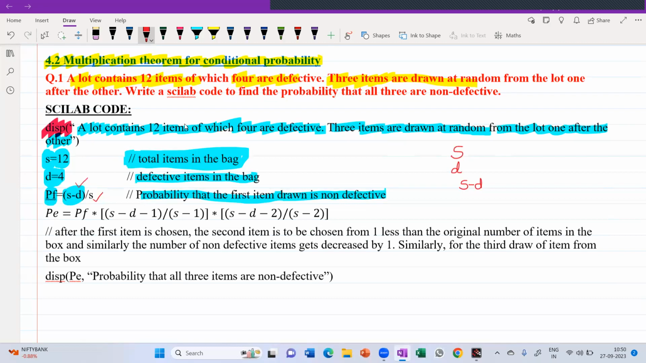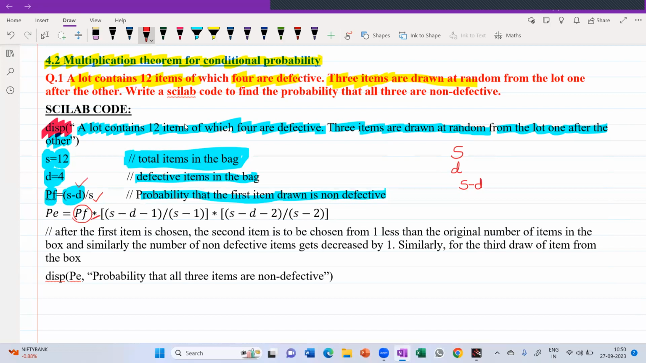But we have to draw 3 items. So let us see the formula. The first non-defective we have stored in a variable PF, that is why I have written PF. Now this multiplication, I hope you have understood why multiplication has come, because we have to draw 3 items. So after drawing the first item, you have to draw the second item. So you are going to put a multiplication sign.